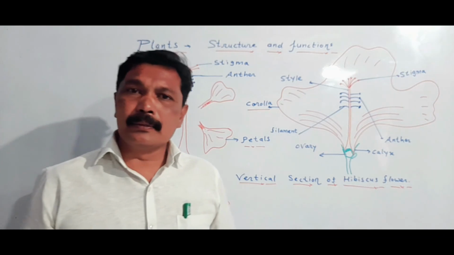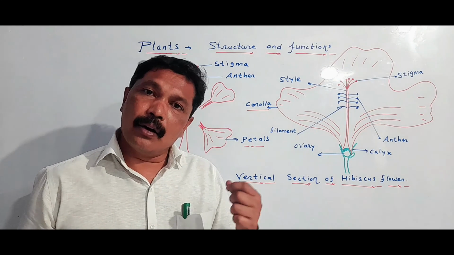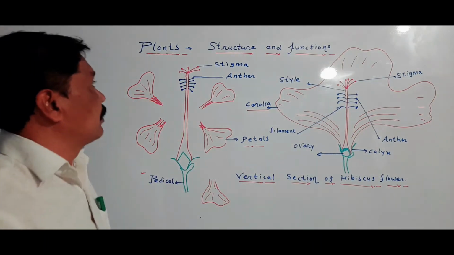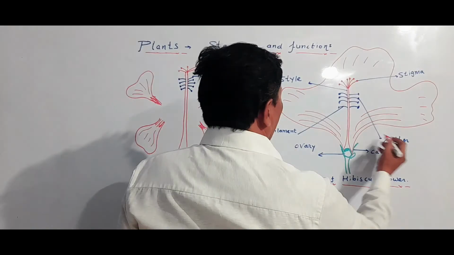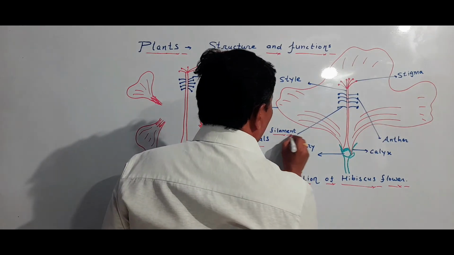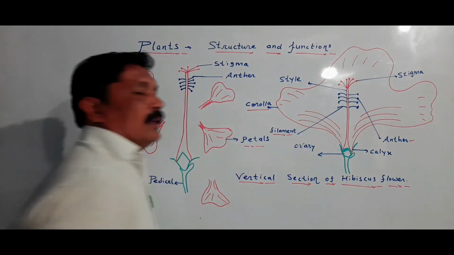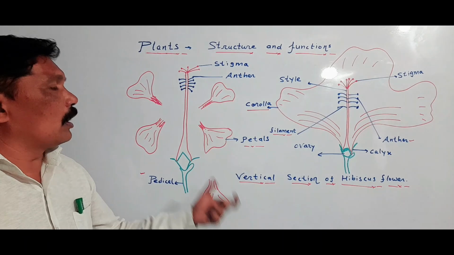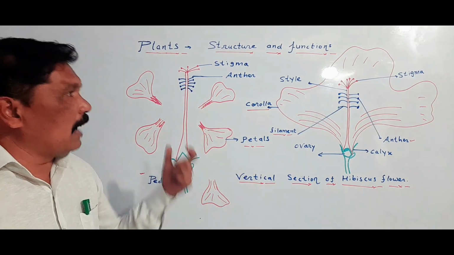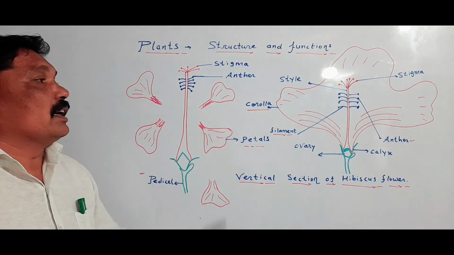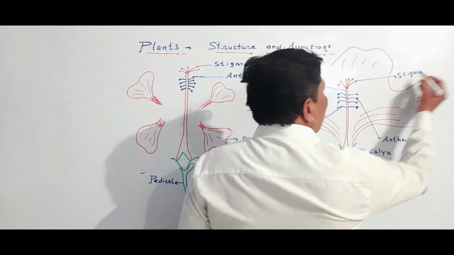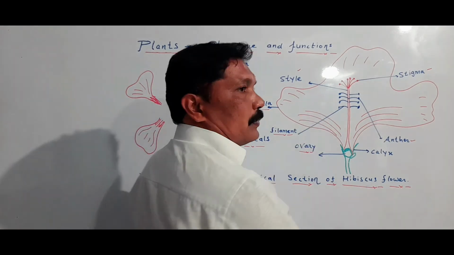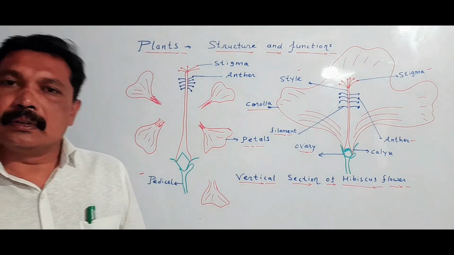The male reproductive organ or the male reproductive part of a flower is called as androecium, and androecium is made up of filament and anther. The female reproductive organ of the flower is gynoecium, and gynoecium is made up of stigma, style, and ovary. That's all, student. We'll stop here.